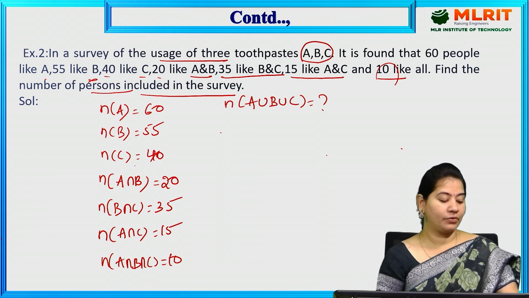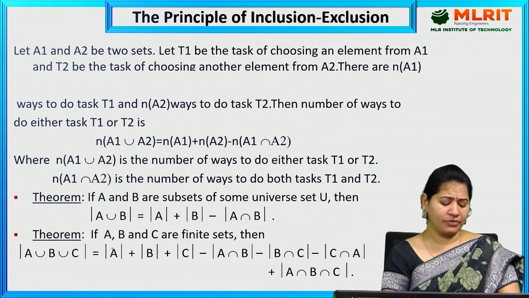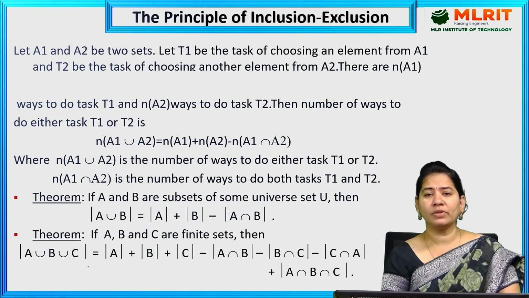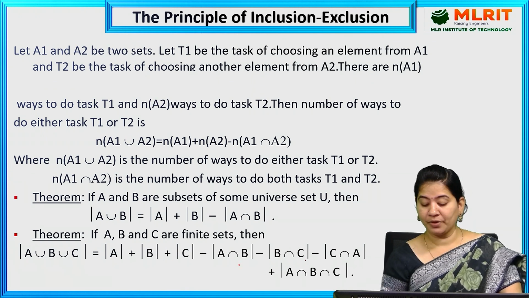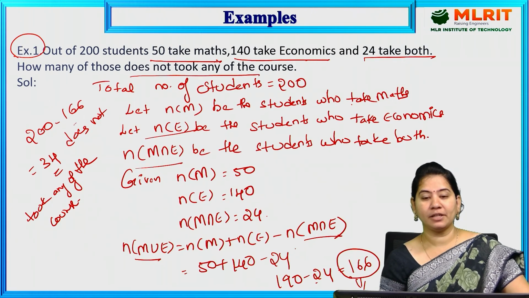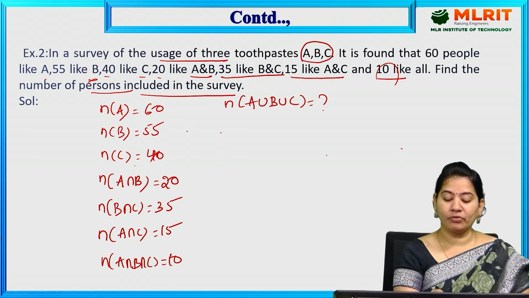So now we know that from the formula here. In the very first slide we have seen, whenever you have three subsets, the formula is A union B union C is equal to A plus B plus C minus A intersection B, B intersection C, minus C intersection A, plus A intersection B intersection C. So the same formula you have to apply here.